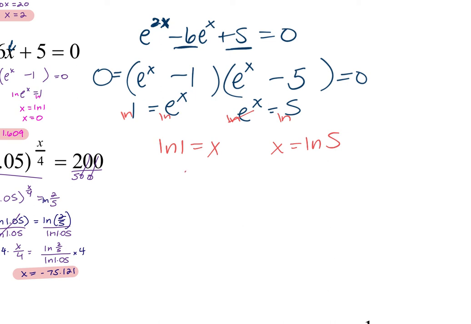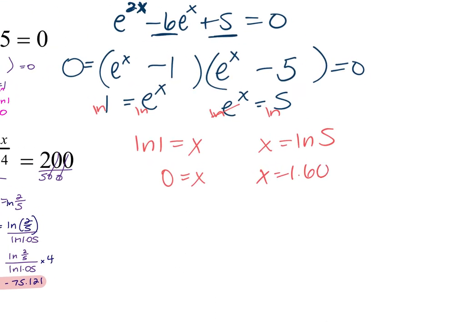Ln of 1 is 0, because anything that results as a 1 is 0, but if you don't know that and you type it in the calculator, you hit ln 1, it's going to give you 0. And then ln of 5 is 1.609, so I think we said 3 decimal places. So 609.